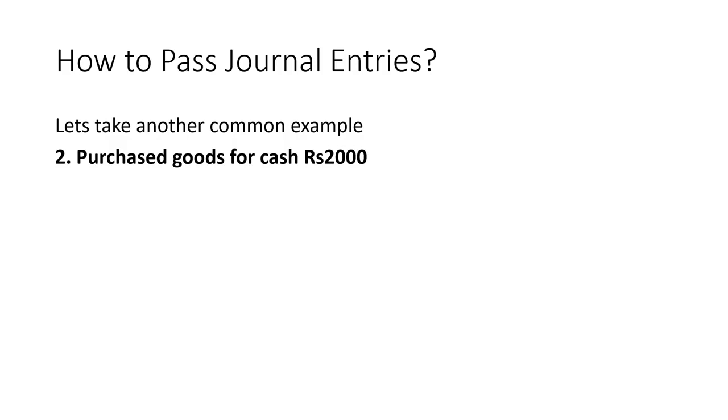Okay, so in this transaction, let us analyze it. We are purchasing goods. Business is purchasing goods, not the owner. Of course the owner is involved, but for accounting purposes we'll assume business is the one purchasing it. So purchase goods for cash, rupees 2,000. What is happening? Goods are coming in and cash is going out. Cash is going out, it is for sure.